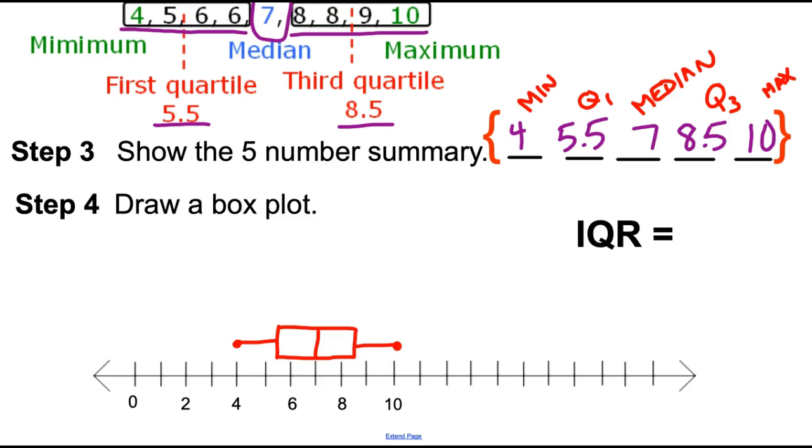The interquartile range is going to be the range between the Q3 value and the Q1 value. This is the middle 50% right here. So in this case, it would be 3. Okay, so that is how you make a box plot.